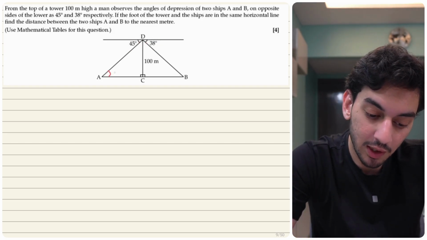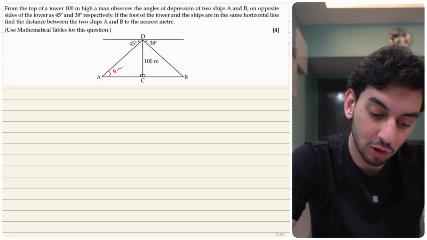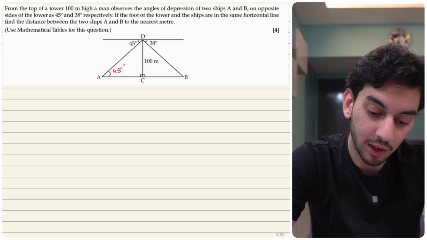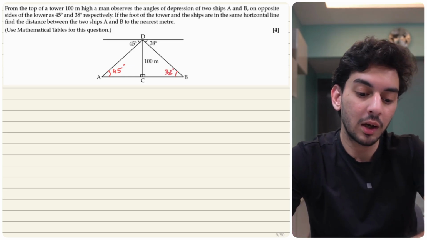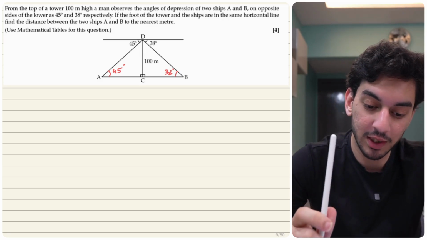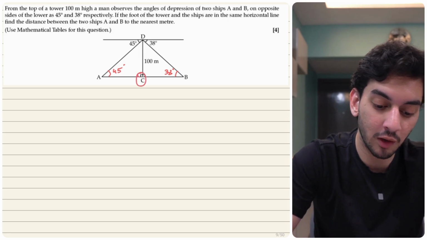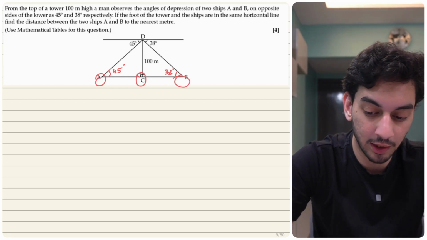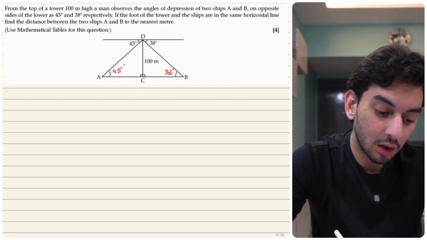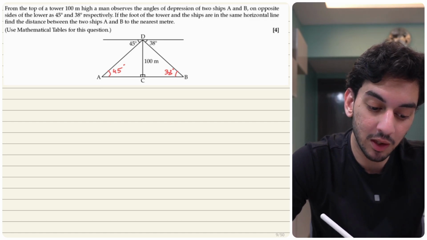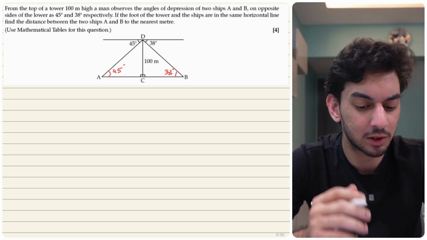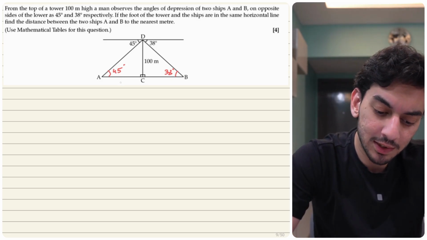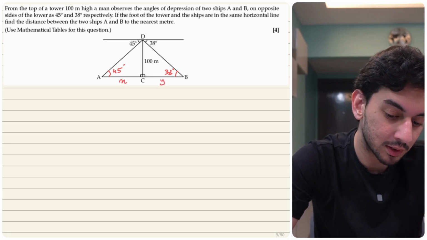If this is 45 degree, then by alternate interior angles, this is also 45 degree. And if that is 38, this also has to be 38. Fair. It says if the foot of the tower and the ships are in the same horizontal line. Okay, that's easy. It says find the distance between the two ships A and B to the nearest meter and use mathematical tables. Okay. Now, can I just say this AC is X and this CB is Y?